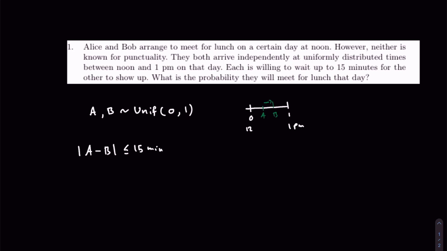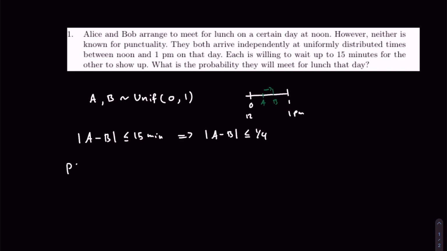Let's now translate this to the uniform distribution. This means the absolute value of A minus B is less than, well, that means 1/4, right? Because 15 minutes is a fourth of the uniform distribution. All right, so now what we want is the probability of this event happening, absolute value of A minus B less than 1/4. And this is the problem that we are aiming to solve.